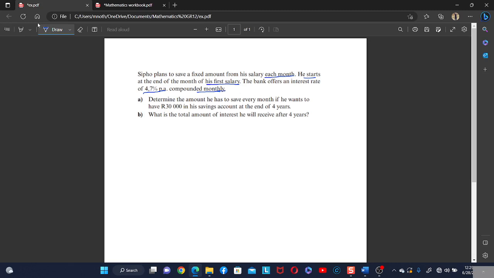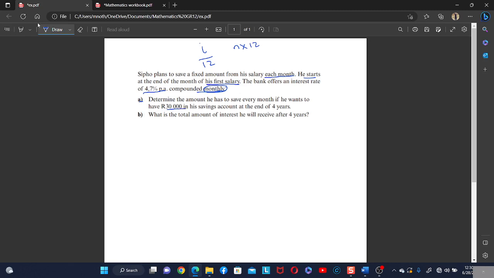Okay, compounded monthly. So if they are saying compounded monthly, it means that you have to take your interest and then you divide it. So if they are saying monthly, you divide your interest by 12. Okay, and then you take the number of years, you multiply it by the number of months, which is 12. Okay, so letter A, determine the amount he has to save every month if he wants to have 30,000 rand in his savings account at the end of 4 years.